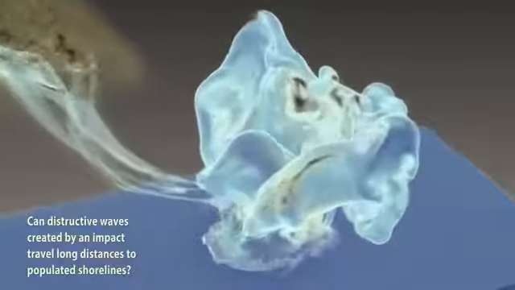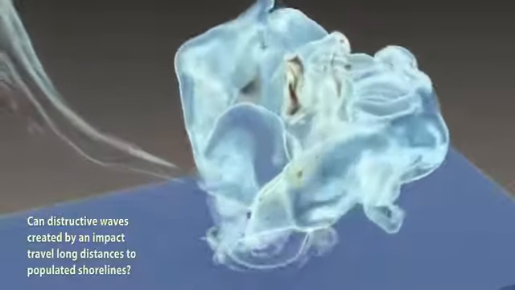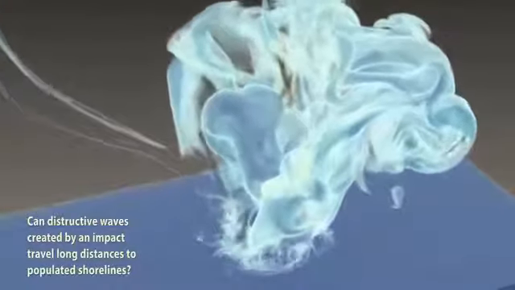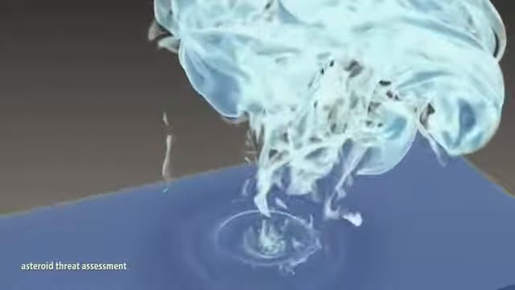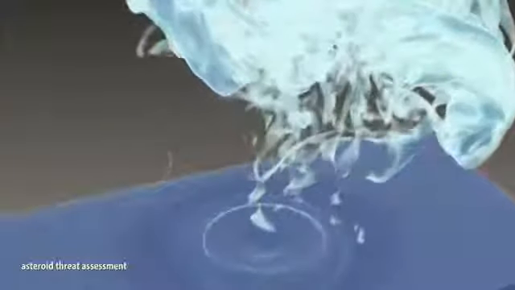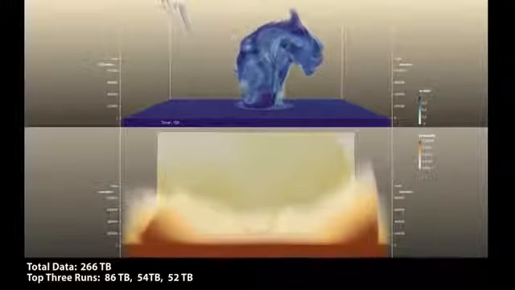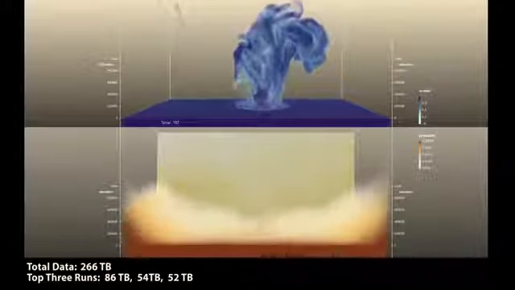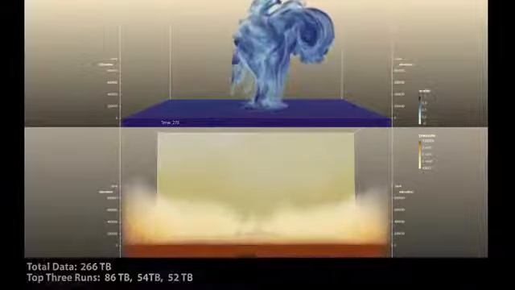The threat from an ocean impact far from land is more difficult to assess. In particular, we want to know if destructive waves created by an impact can travel long distances to populated shorelines. To understand these threats, NASA held the Second International Workshop on Asteroid Threat Assessment, focusing on asteroid-generated tsunamis. As part of this effort, scientists from Los Alamos National Laboratory are using high-performance computing to investigate how an asteroid's kinetic energy is transferred to the atmosphere and ocean.